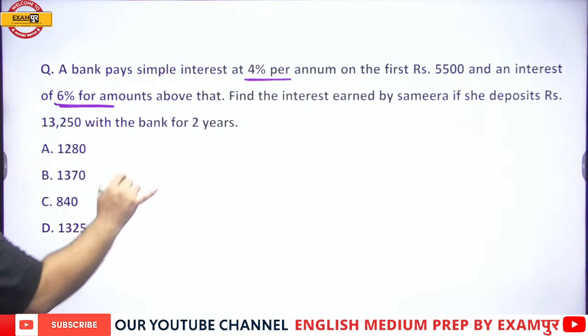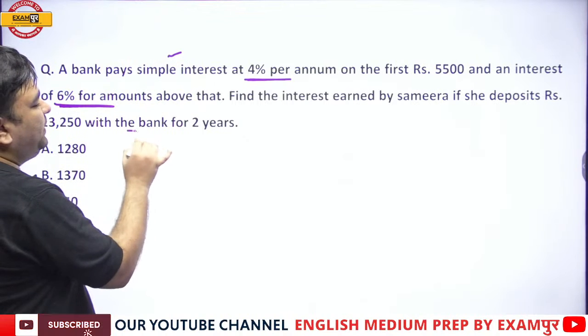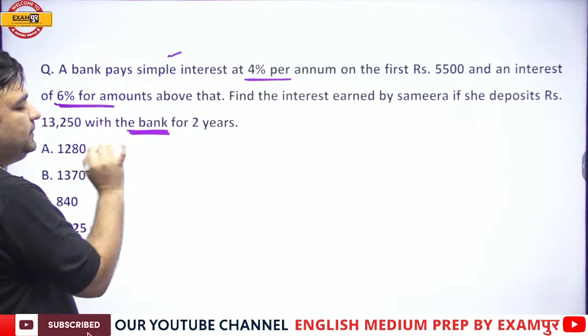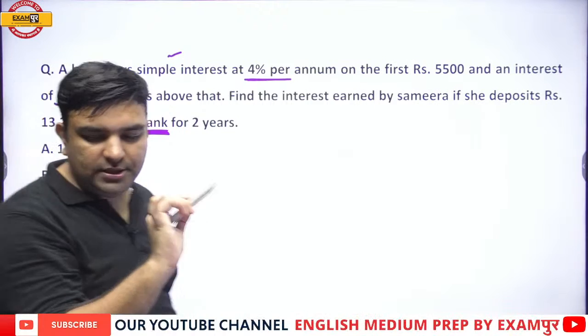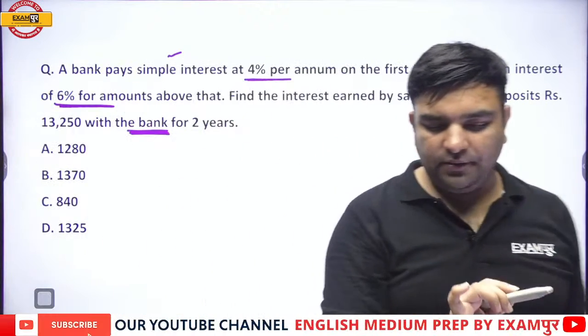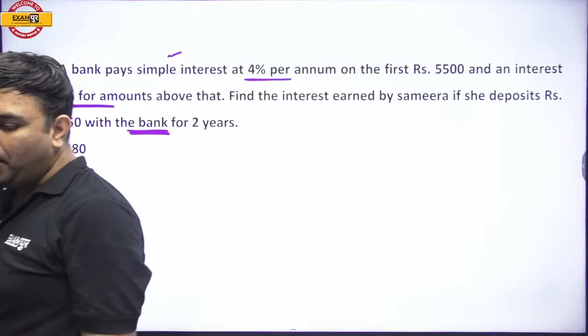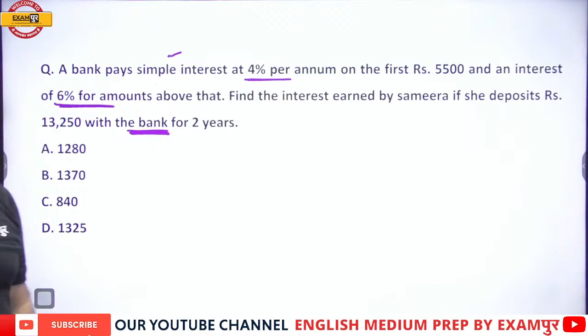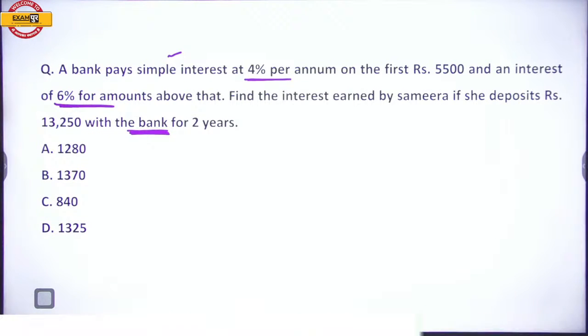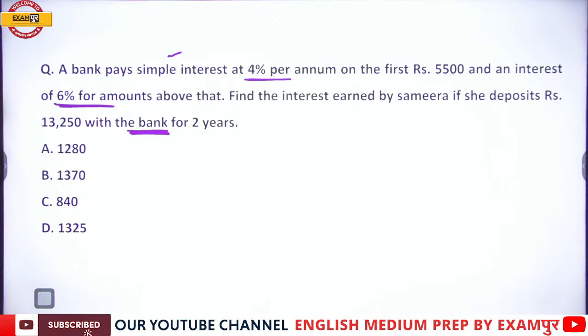Now it is already saying that it is a simple interest. Otherwise, in the bank you will get the compound interest. Since the question is already saying it's a question of simple interest, otherwise, if nothing is being said, for bank you will take a compound interest. But it is already saying it's a simple interest, so no issues.